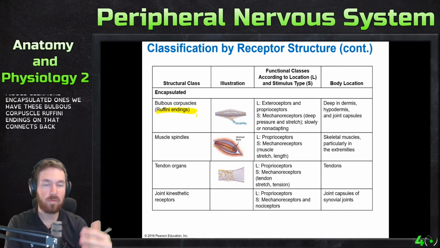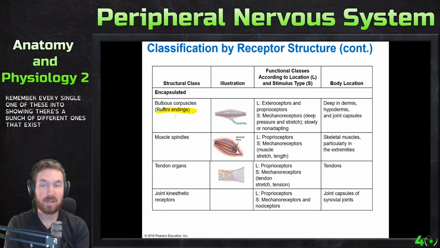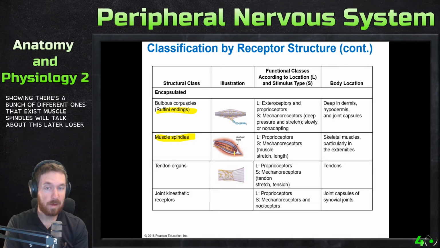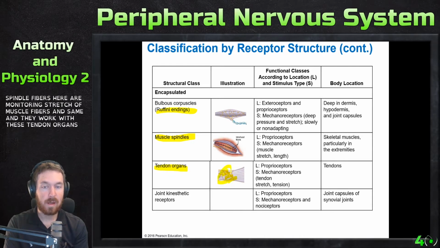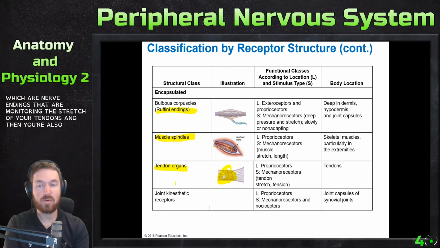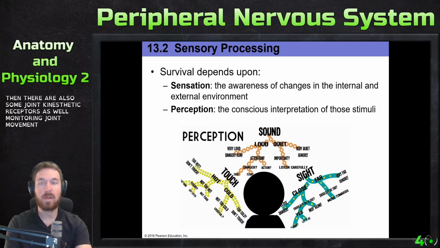I'm not going to expect you to remember every single one of these. I'm just showing there's a bunch of different ones that exist. Muscle spindles, we'll talk about these later. These spindle fibers here are monitoring stretch of muscle fibers. And they work with these tendon organs, which are nerve endings that are monitoring the stretch of your tendons. And then there are also some joint kinesthetic receptors as well, monitoring joint movement and whatnot.